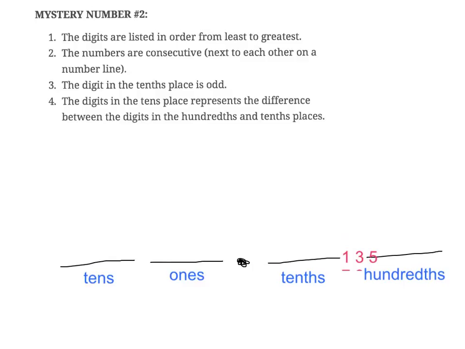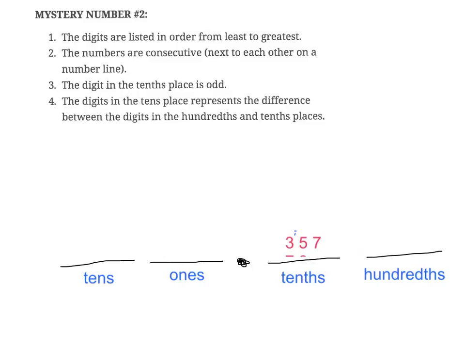However, if you look back to number 1, where it says they're listed from least to greatest, the smallest number I have is 0. So there's no way that the tenths could be 1. And the largest number I have is 9. So if tenths were 9, I wouldn't have anything to put in hundredths, so it's not 9 either. So I'm left with 3 choices for the tenths: 3, 5, or 7.